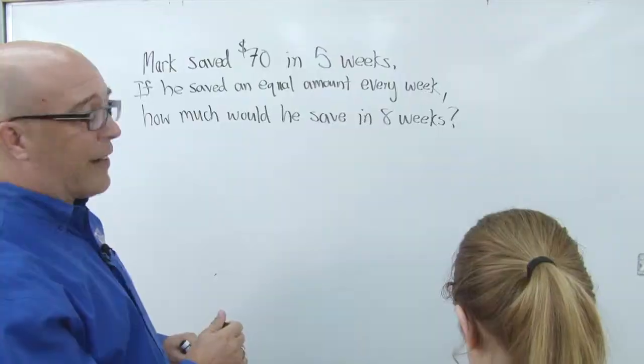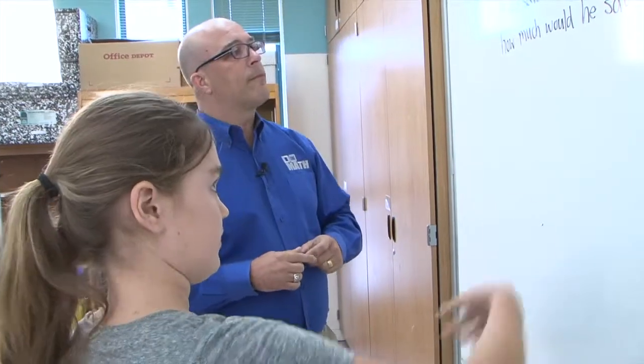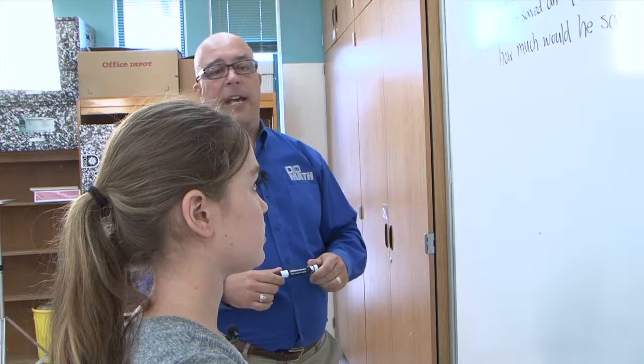All right, so we have $70 saved in 5 weeks. What do we need to find out? How much he earns each week, so we can figure out how much he earns in 8 weeks. Okay, so how would you like to go about this problem? Multiplication. You want to multiply? Yeah. Okay, what would you like to multiply?